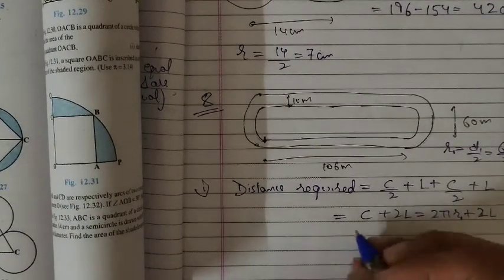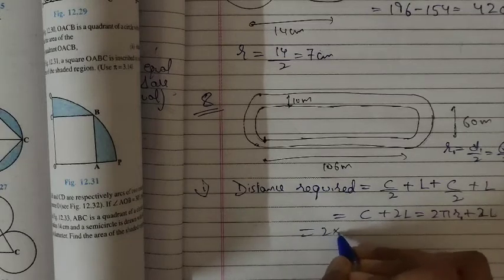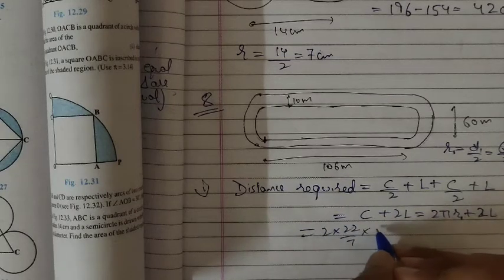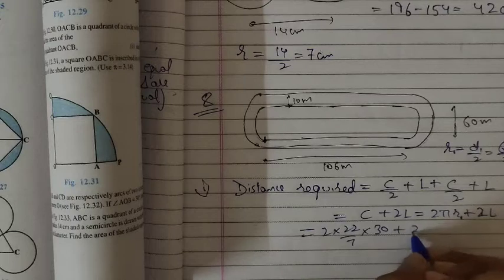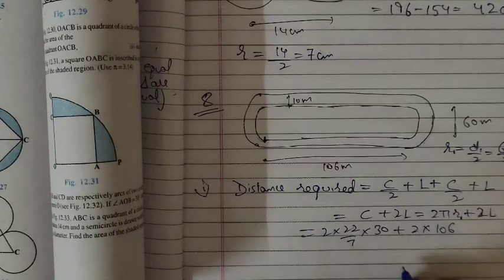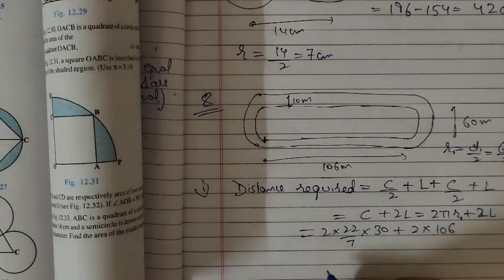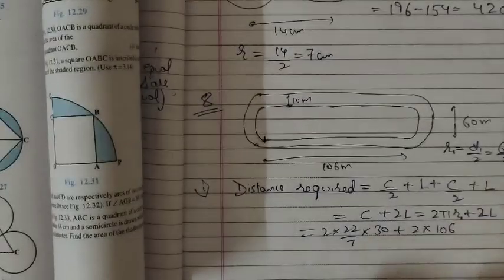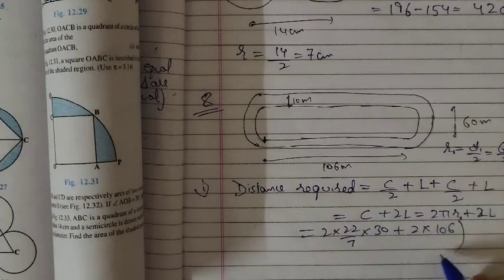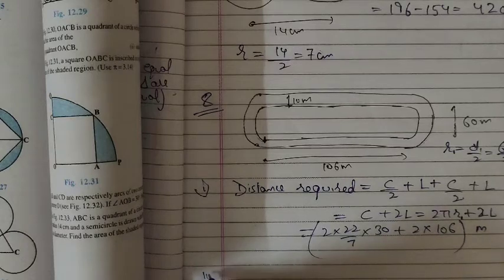So now put the values. So 2 multiplied by 22 by 7 multiplied by 30 plus 2 multiplied by 106. Simply solve this expression and you will get the answer, in meters.